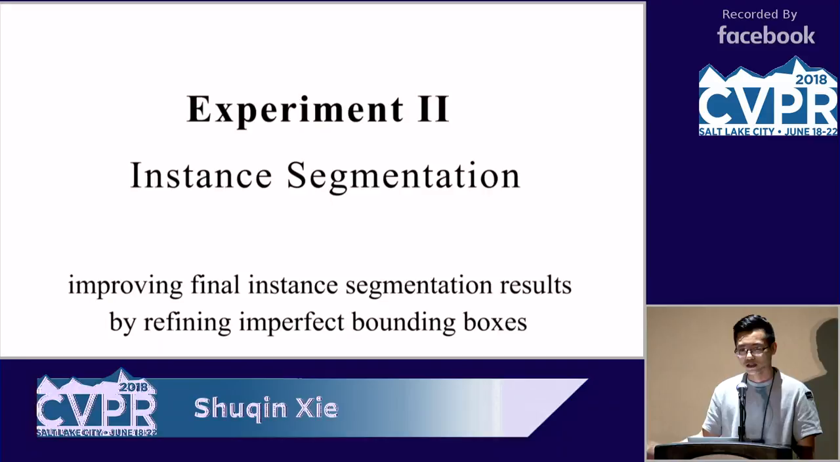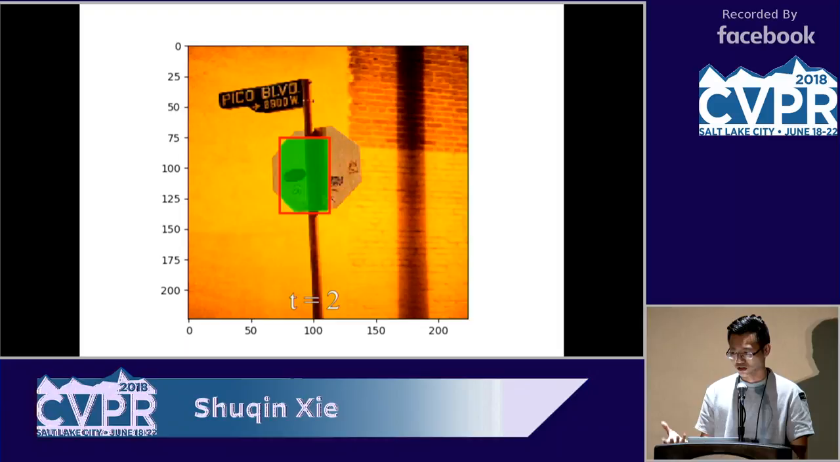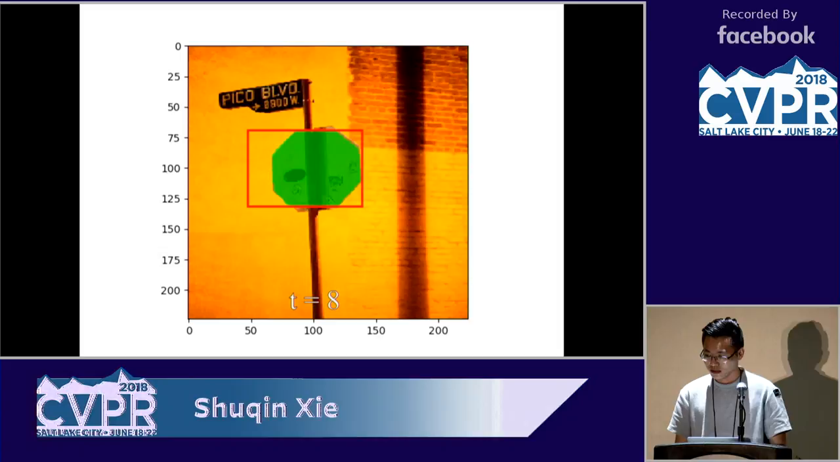And this is the instance segmentation experiment, where given an initial non-perfect bounding box, our system can refine the bounding box to obtain better segmentation results. And this is another example.